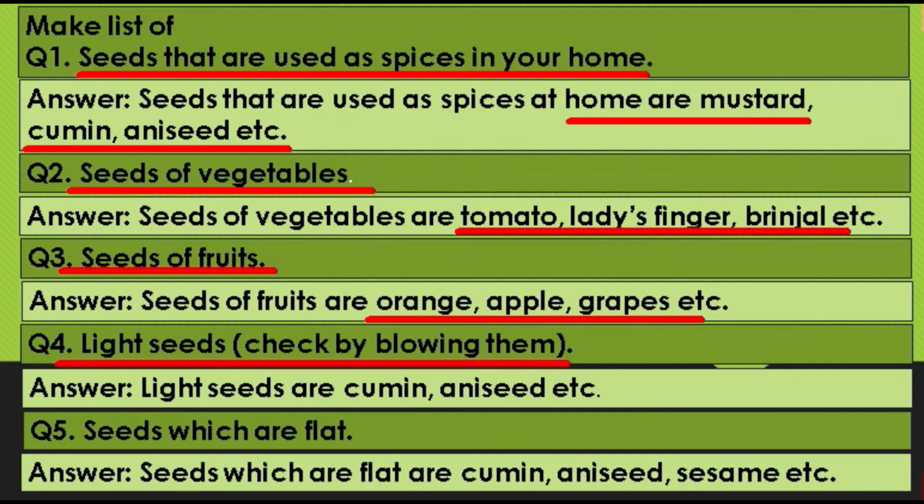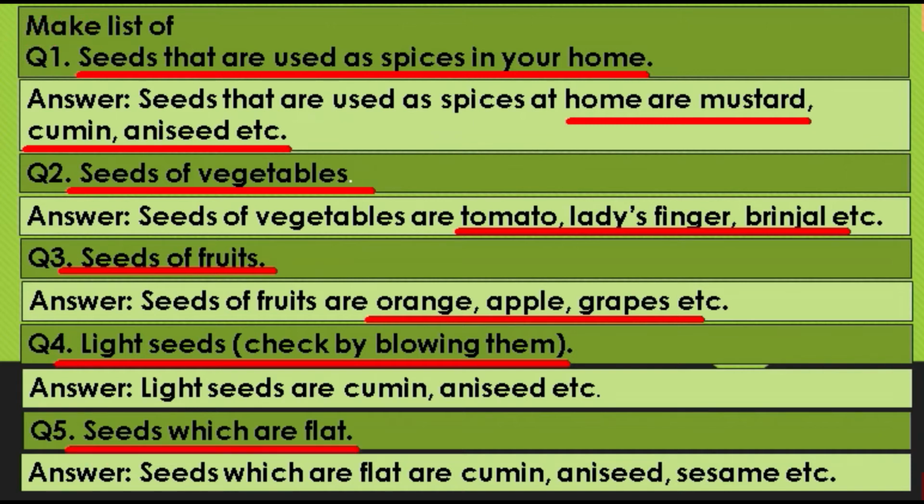Now the next, light seeds, check by blowing them. Now students, here you have to check which seeds are blown by air, meaning which seeds are light in nature. And students, as you all know, lighter seeds will be easily blown by air. So here you have to collect some seeds, then blow air on them, and write down the answer of which of them blow away in the air. Now students, the next one, seeds which are flat.